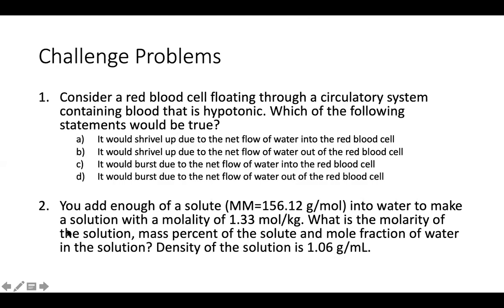So is non-volatile and volatile solution just like another way of saying non-ideal versus ideal solutions? Is it like interchangeable?